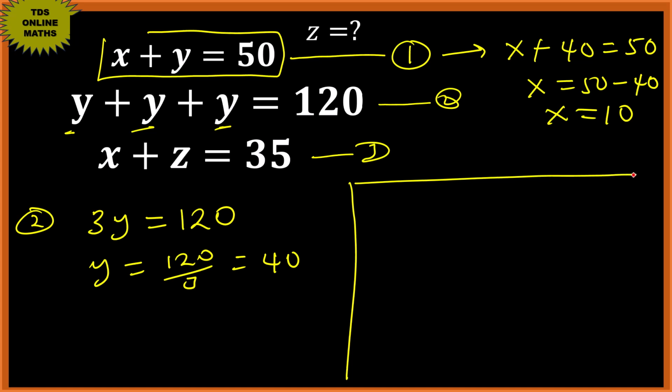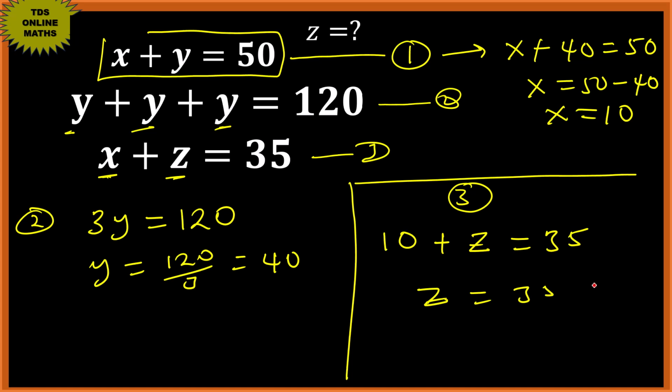To find z, we need to use the third equation and do substitution because we know x is 10. So we have 10 plus z equals 35. Therefore, z equals 35 minus 10. So my z here is 25. Okay, so that's the answer.